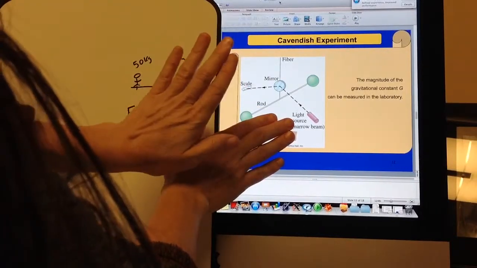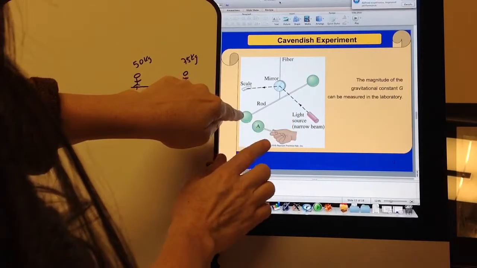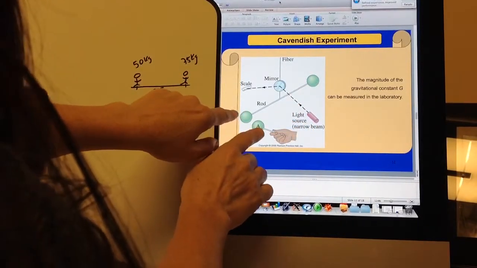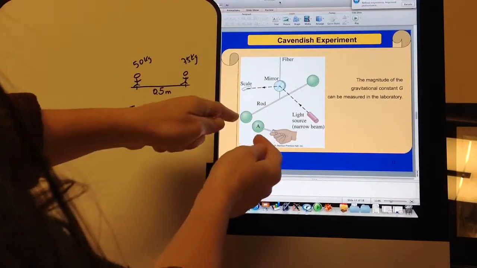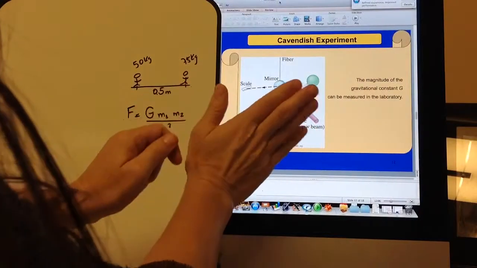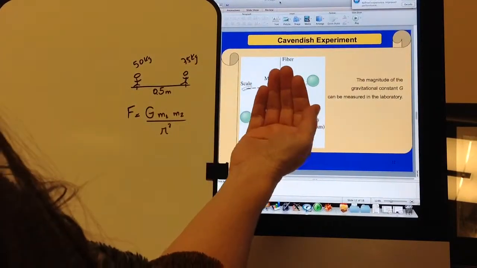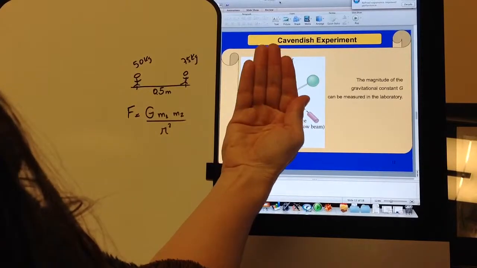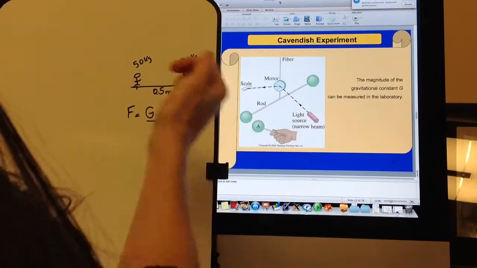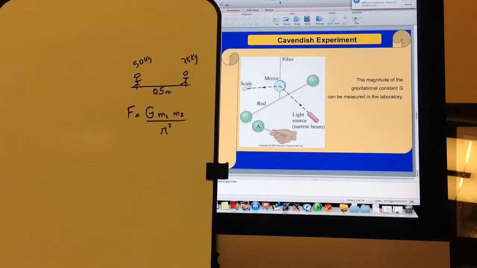Now, this is static, but now I bring an object very close to this ball here, far from them, but very close to this one. And since there is gravitational force, they will be attractive. And so they will attract each other, and this rod will move a tiny bit. This mirror will move a tiny bit. And so the light will now be reflected, but will reach a different point in that scale. And from that, we'll be able to measure the value of G.